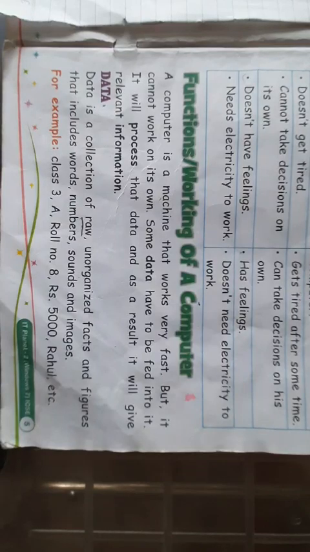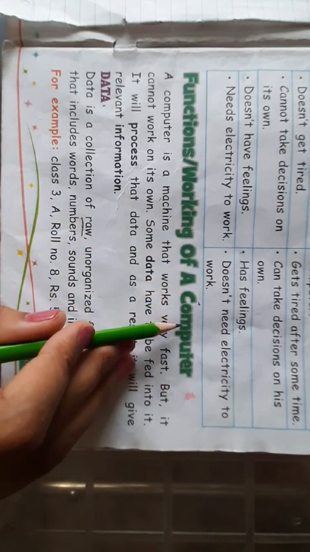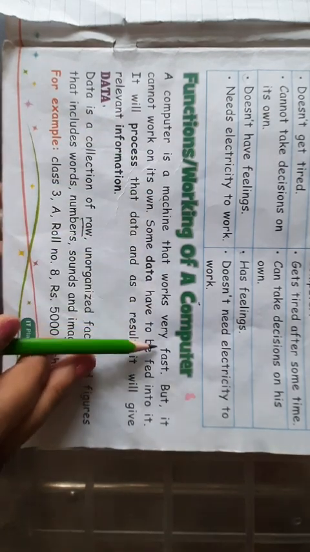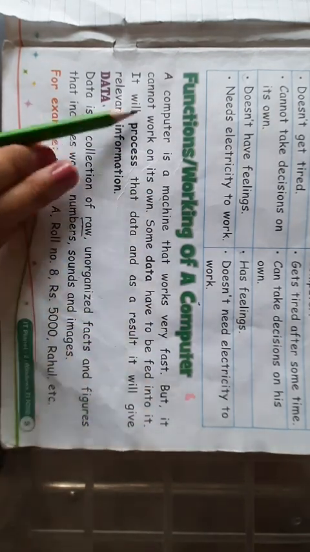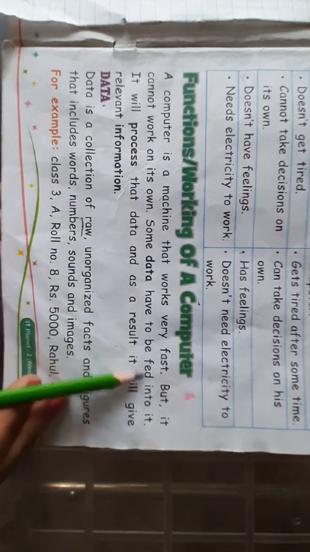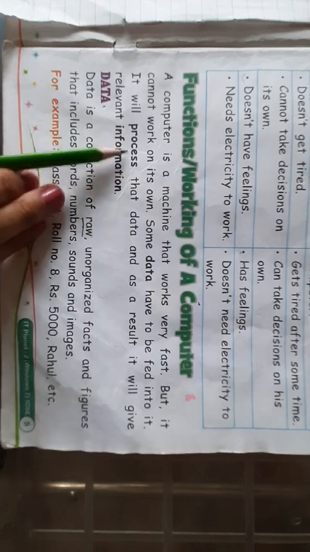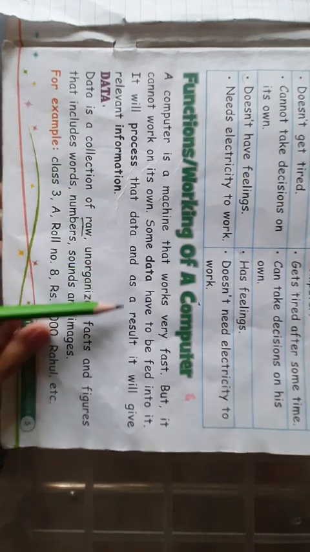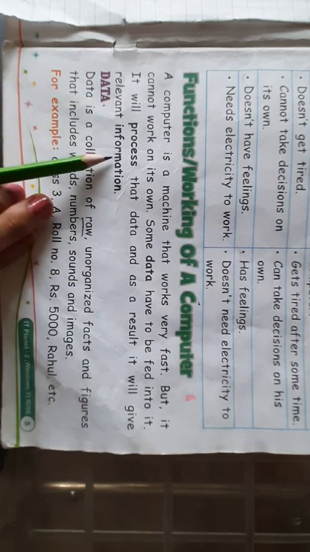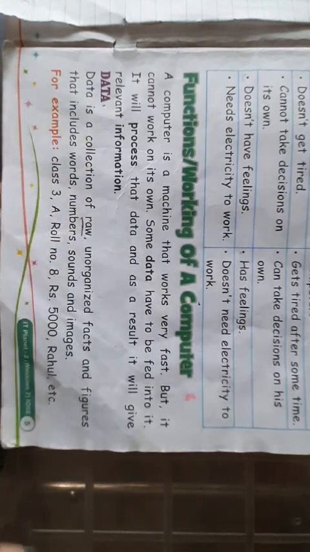Next is functions, working of a computer. A computer is a machine that works very fast, but it cannot work on its own. Some data have to be fed into it. It will process that data, and as a result, it will give relevant information. So a computer never works on its own. We have to give some data so that it can process it and give you information.